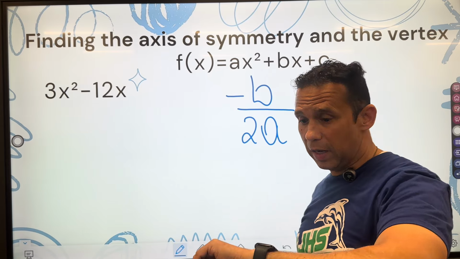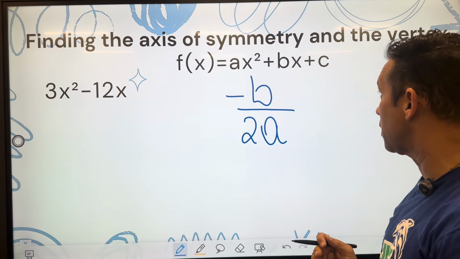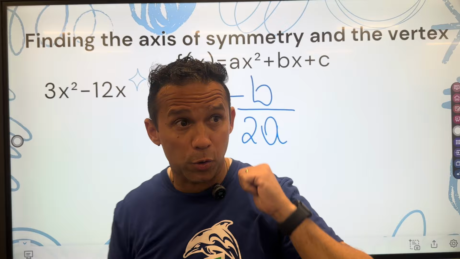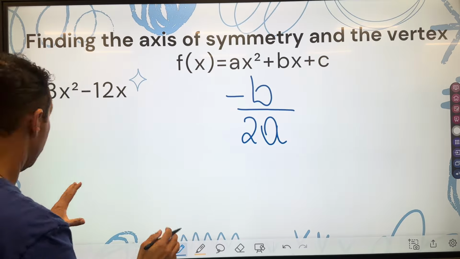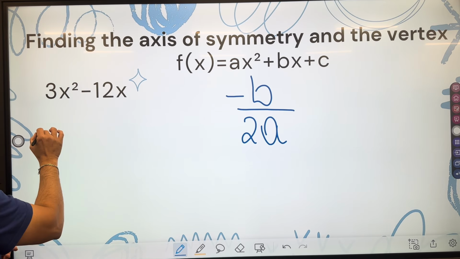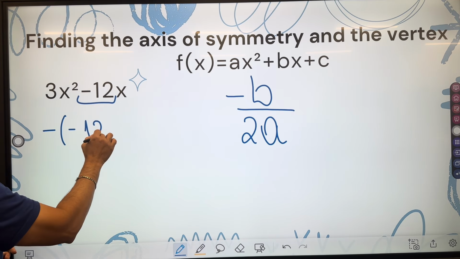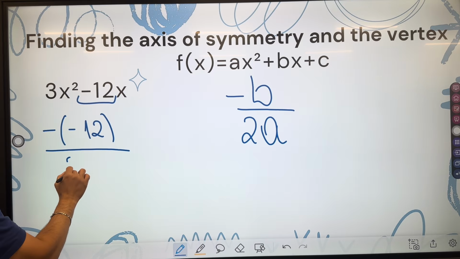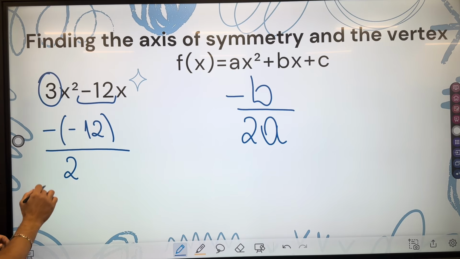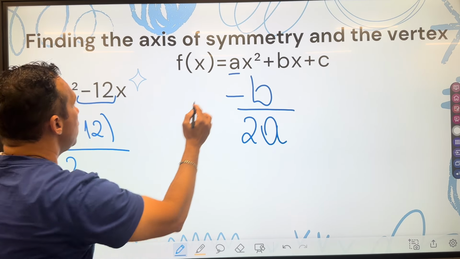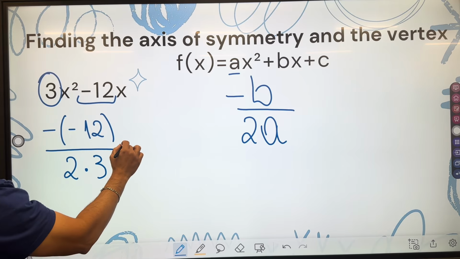So let's calculate the axis of symmetry and the vertex. We do this using negative b over 2a. So it's quite simple. We need to write negative, so the b is negative 12. So I'm going to write negative 12, and then I'm going to put 2 times a. A is always next to x squared. Right here you can see that, 2 times 3.